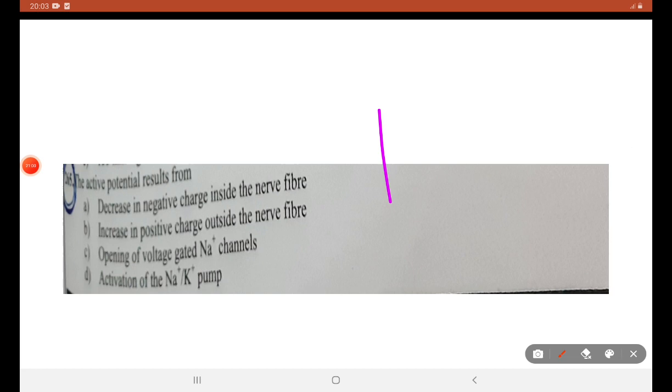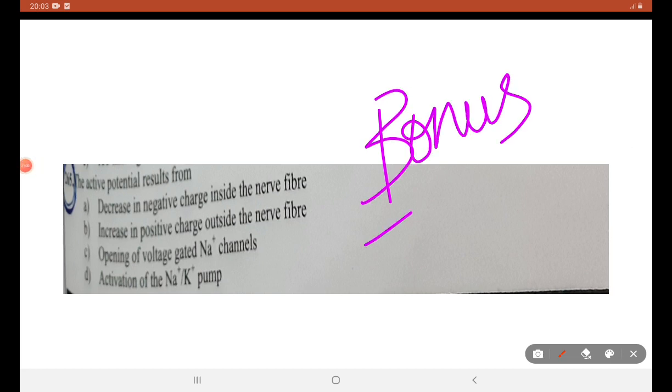This is a bonus question from Life Science Library. Quickly, try to answer this question. Action potential results from, how is an action potential generated? By depolarization, by opening of voltage-gated Na plus channels.